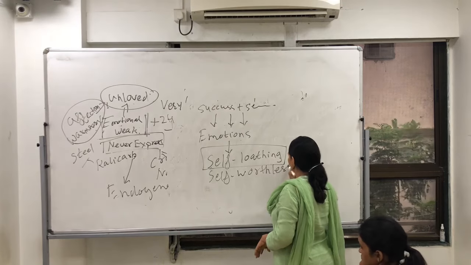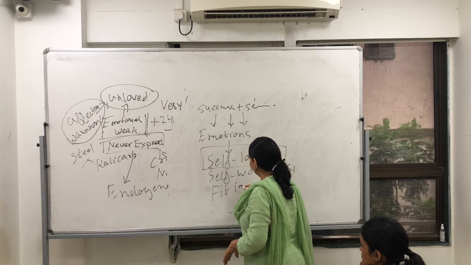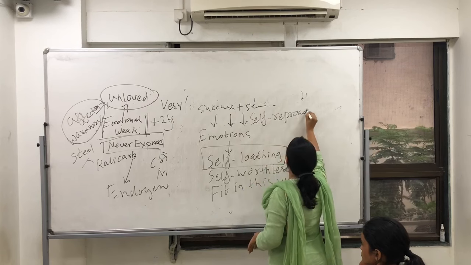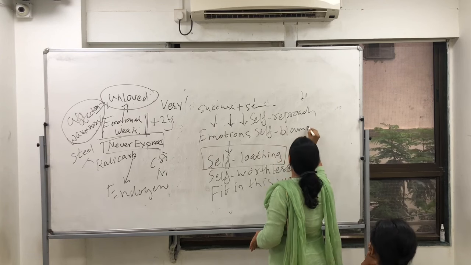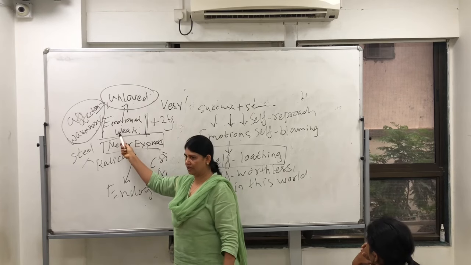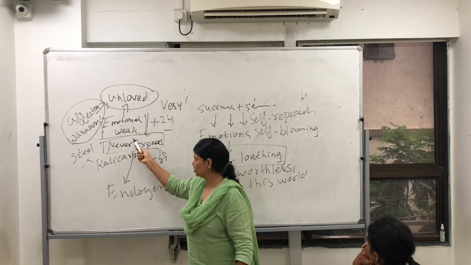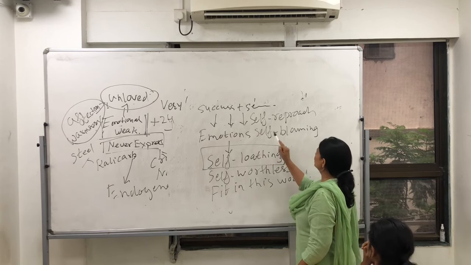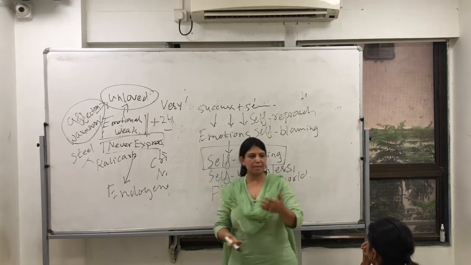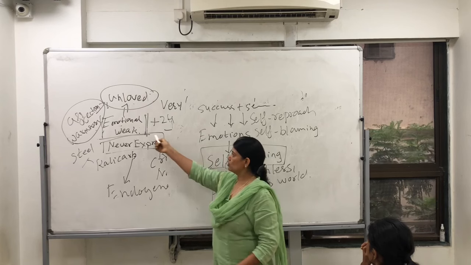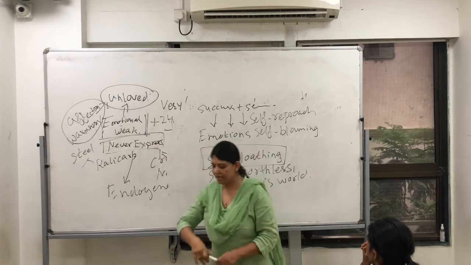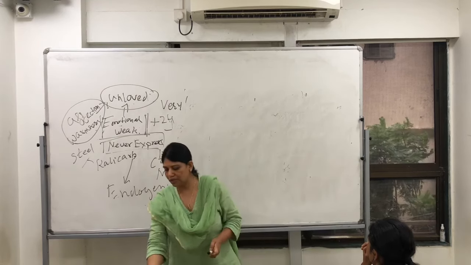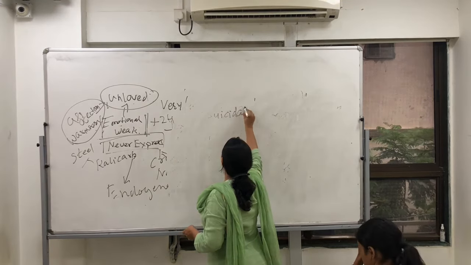Self-worthlessness: I'm not fit in this world. Self-reproach, self-blaming. Because he says my emotions are weak, I am not able to fulfill my emotional nurturing, and that's why I have started with the disease. So self-loathing, self-worthlessness, I'm not fit in this world, self-blaming and self-reproach start first. That is the prior stage in Aurum. Once the emotions start as a disease and he lives in this stage, then and only then will he start suicidal thoughts. Before that, suicidal thoughts will never come.